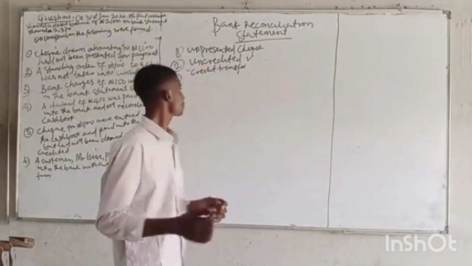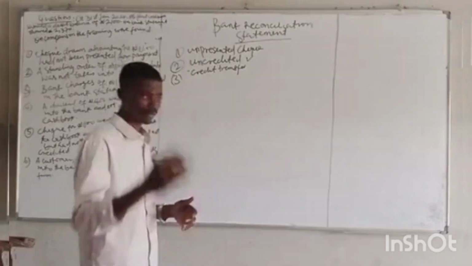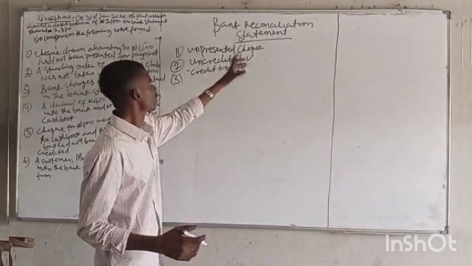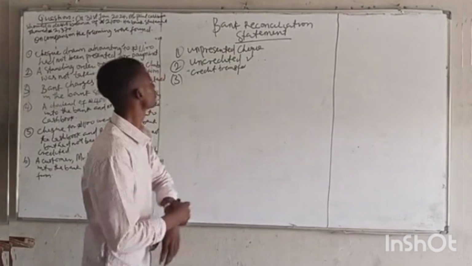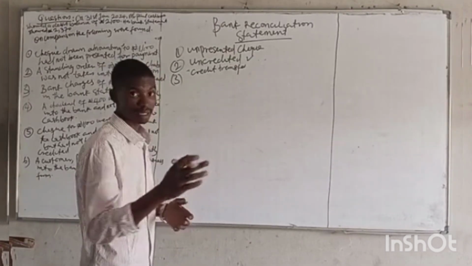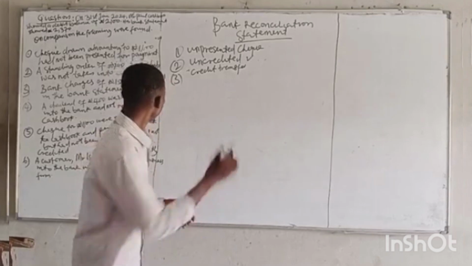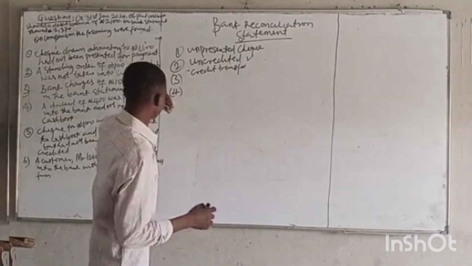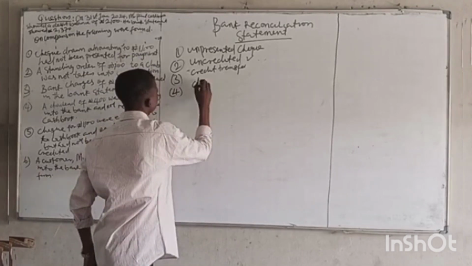Then for another cause, there are a lot of differences. There are a lot of factors that can cause the bank statement and the cash book not to balance. Another factor we can also look at is dividend.